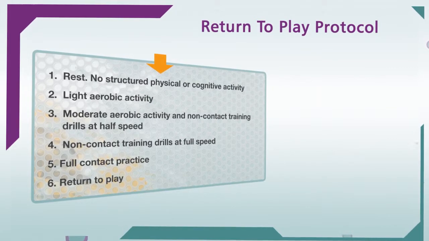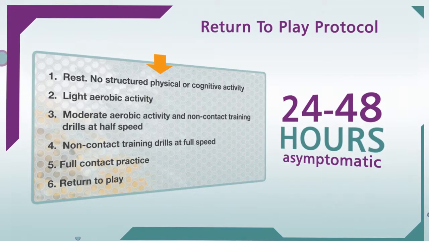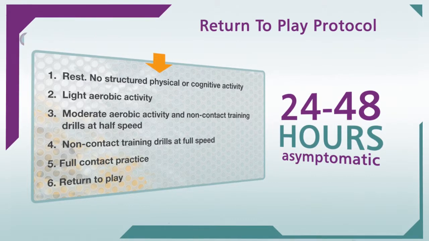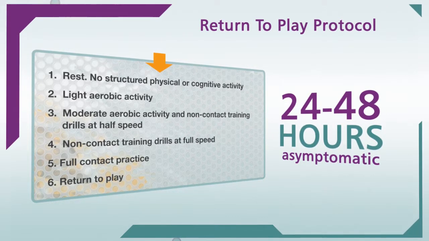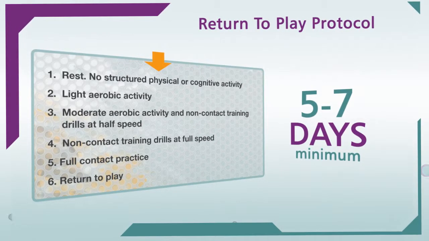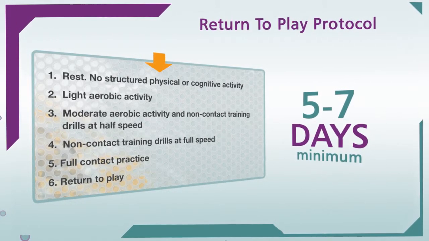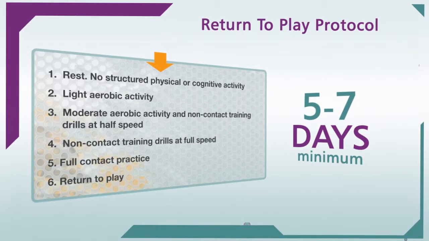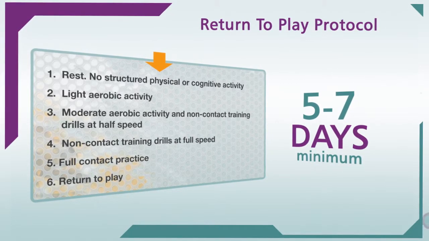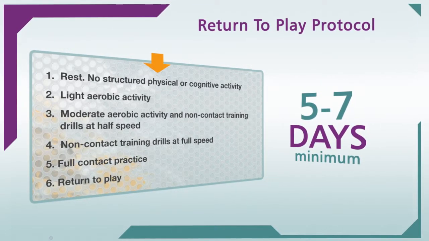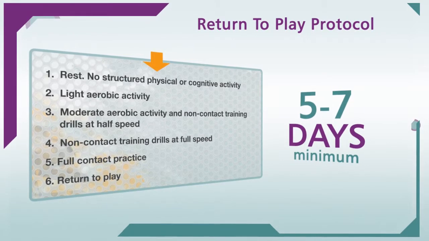Typically, we expect at least 24 to 48 hours of asymptomatic period between stages. Theoretically, this would make a return to play protocol at minimum 5 to 7 days and potentially longer. If an individual has been symptomatic for a long period of time or has had a protracted course, then certainly we would recommend a much longer return to play protocol in order to be very responsible.